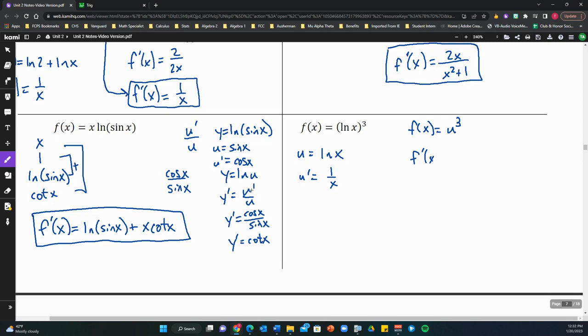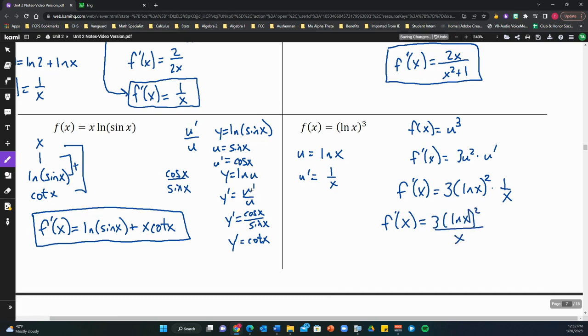So the main derivative rule here is the power rule. So I get 3u squared times u prime, or in this case, that would leave me with 3 times the quantity of natural log of x squared times 1 over x. And the easiest way to rewrite that is 3 times the natural log of x quantity squared all over x.